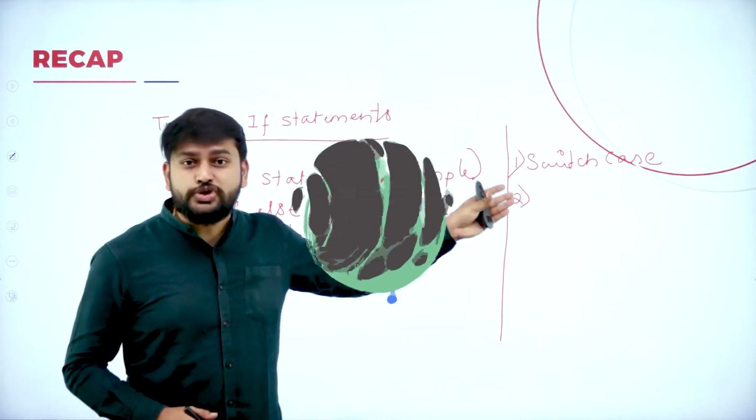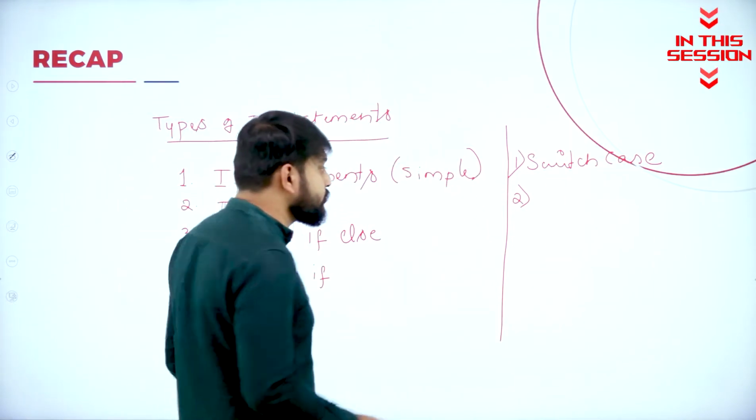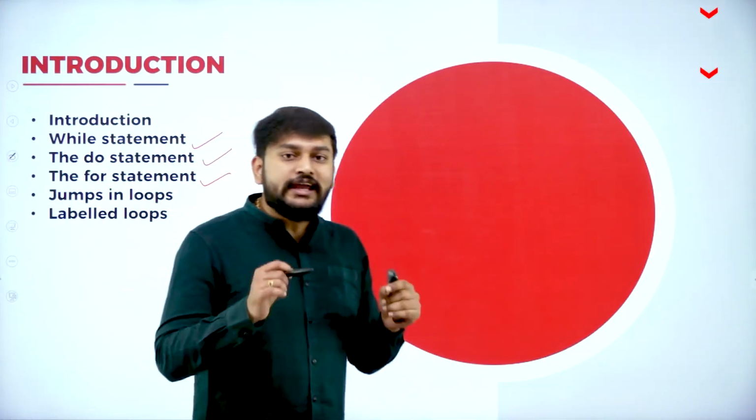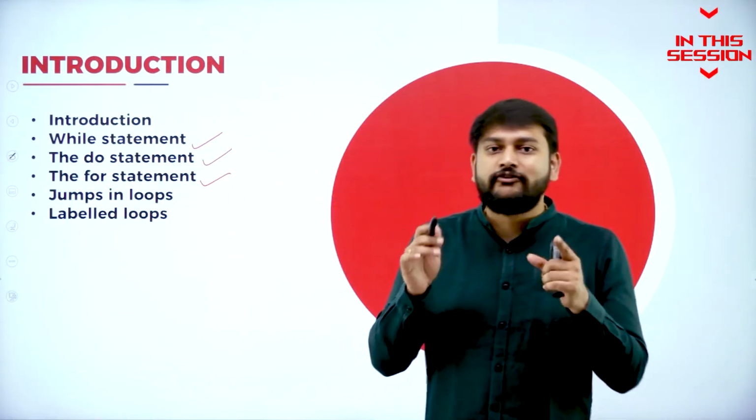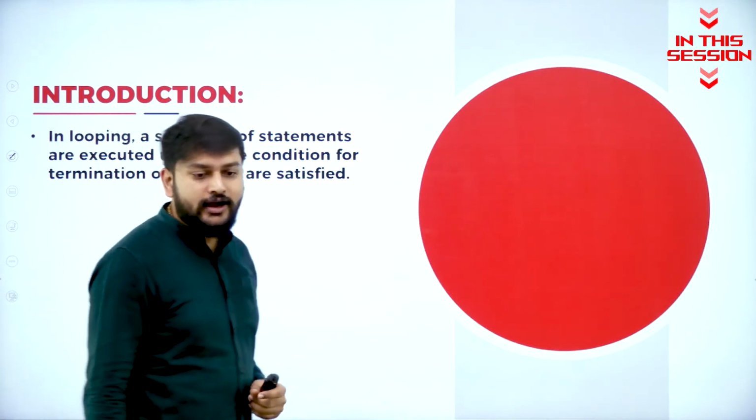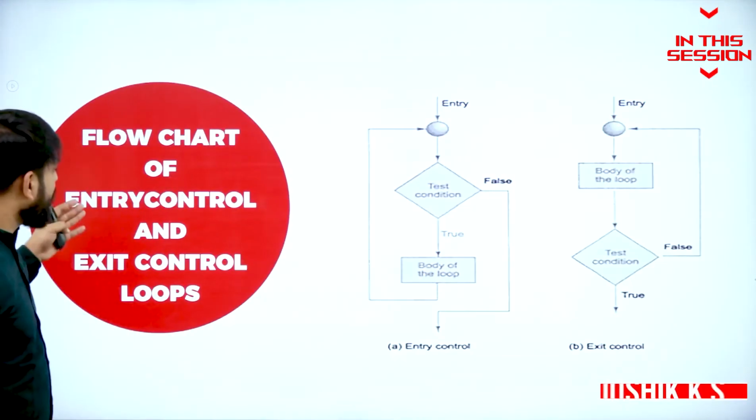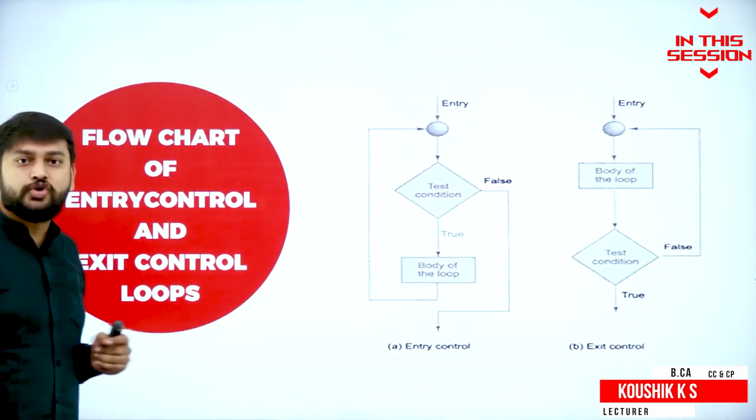Along with the switch case, I have discussed the conditional operator. I will be discussing this in detail, one by one. What exactly is a loop all about? The flowchart of entry control and exit control loops.